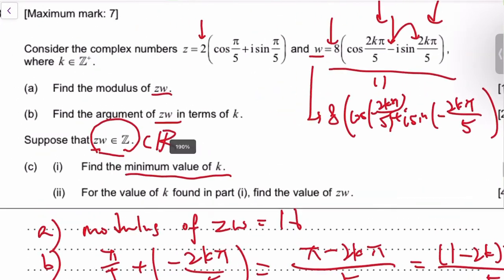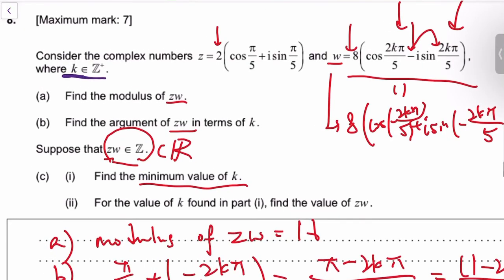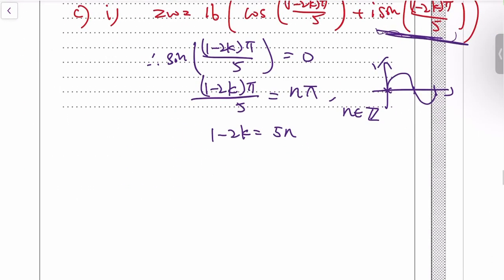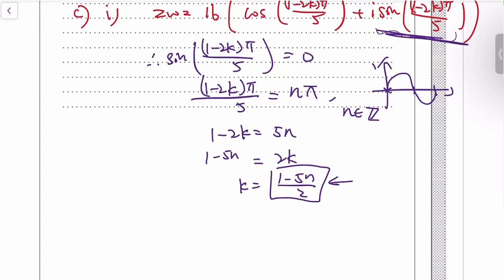Now the minimum value of k. It did say k itself has to be a positive integer. Then what can we do here? We can write 1 minus 5n equals 2k, so k is (1 minus 5n) over 2. So we need the smallest positive number that can be written in this form. We need this to be positive, and we also need this to be an integer. So you can think, what could this be?